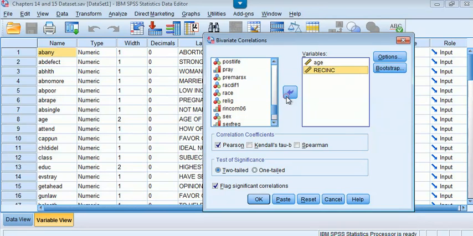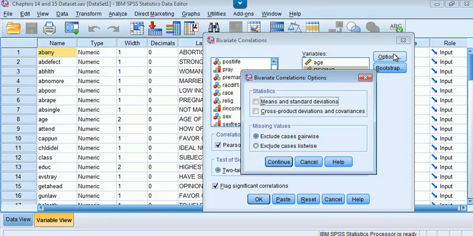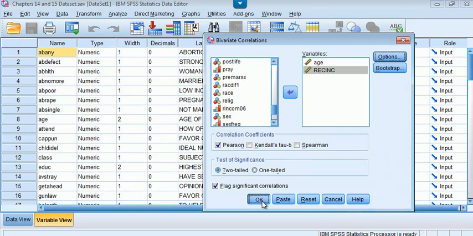Before we click OK, we want to come over to Options. We want to make sure that we have checked exclude cases pairwise. By doing this, we are able to give ourselves the most use out of our data. If we had missing values on one of the variables, we can still compute the correlation, versus if we did listwise. So click Continue and then click OK.